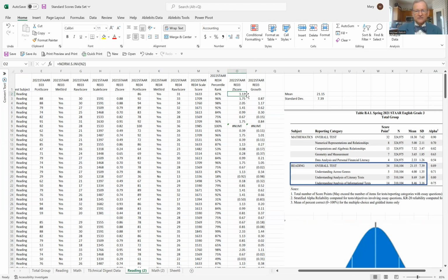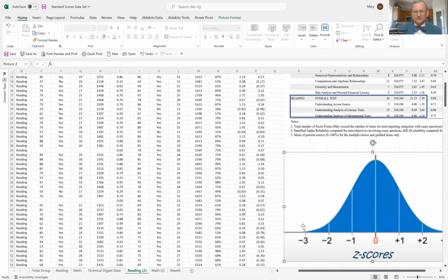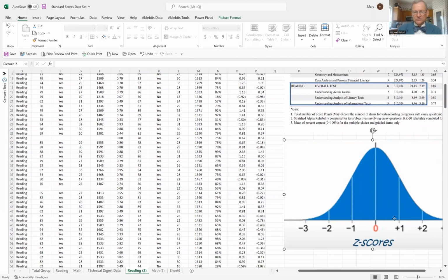And then to be able to see if there was growth, we subtracted the 2022 STAAR information from the 2021 STAAR information. And so our formula was equal column O minus the cell in column I to be able to see whether the individuals grew. In this case, 0.87, which if we were to plot on a normal curve would be here, just a little bit shy of +1 standard deviation.